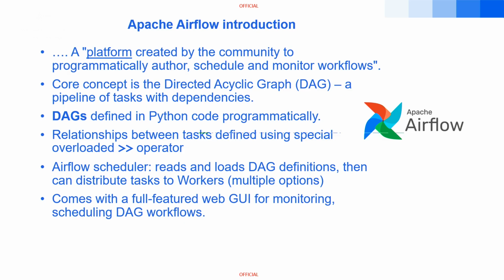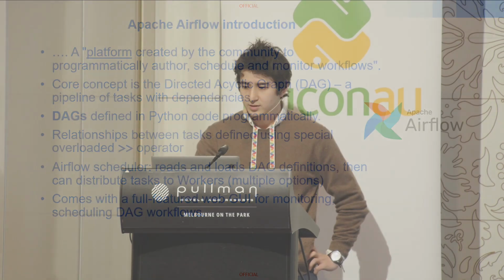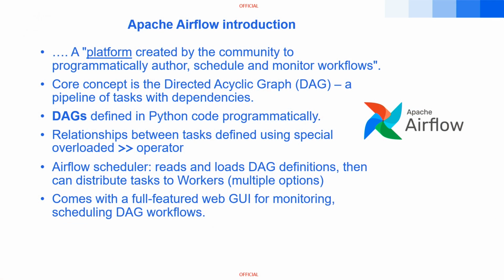Relationships between these tasks are defined using special overloaded operators. Unlike other systems, in Airflow there are multiple ways to do this. You can use classes, decorators, or context managers to define your DAGs. The overloaded operator is the right shift operator, a special character you use to define the task dependencies between tasks. So you just write an arrow. It looks very simple and easy to use when you're writing Python code.